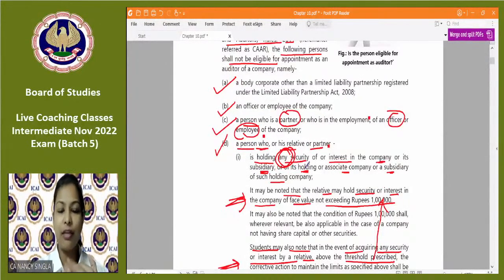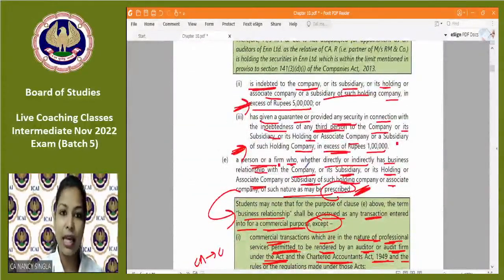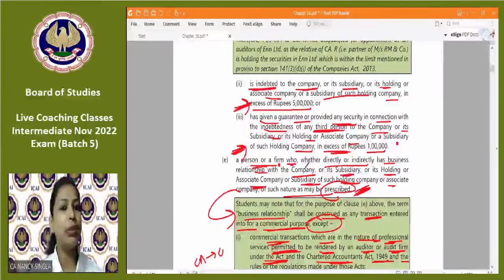पर्सन खुद या रिलेटिव या पार्टनर क्या करते हैं, या तो कंपनी या होल्डिंग या सब्सिडरी या एसोसिएट या सब्सिडरी ऑफ सच होल्डिंग में 3 टाइप की ट्रांजैक्शंस है. क्या, या तो कोई भी सिक्योरिटी या इंटरेस्ट होल्ड करते हैं, लेकिन रिलेटिव 1 लाख तक कर सकता है. दिस इज फेस वैल्यू. 60 days का ग्रेस पीरियड दिया हुआ है टू टेक करेक्टिव एक्शन. दैट्स इट. या इन तीनों में से कोई भी इन कंपनीज में क्या करता है, इंडेटेड है मोर देन 5 lakhs के लिए, या गारंटी दिया है थर्ड पर्सन के लिए मोर देन 1 lakh.